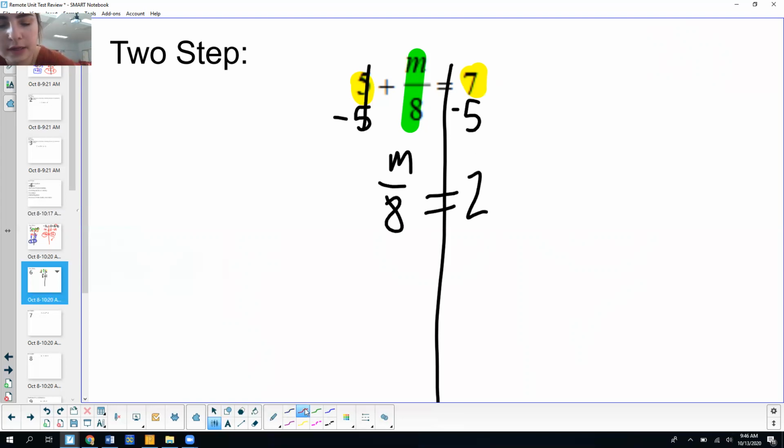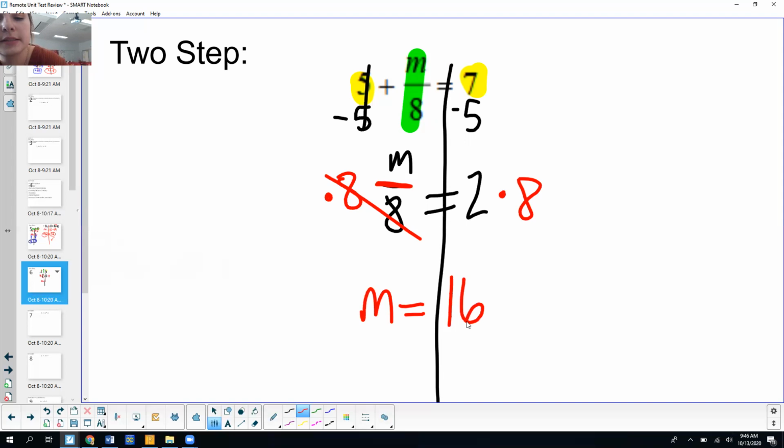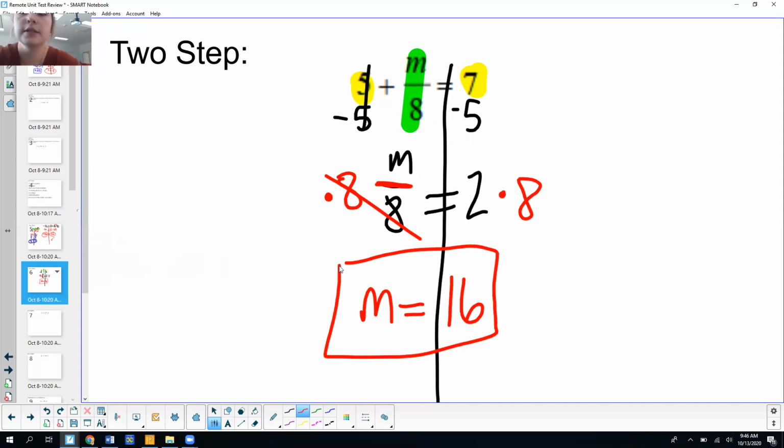And we have m divided by 8 equals 2. Remember, we want m to be all by itself. So that line right here, that means division. So I'm going to multiply both sides by 8 because I want to undo that division. So times 8, divided by 8 cancels. I'm going to have m by itself. 2 times 8, it's going to give me 16. So m equals 16.